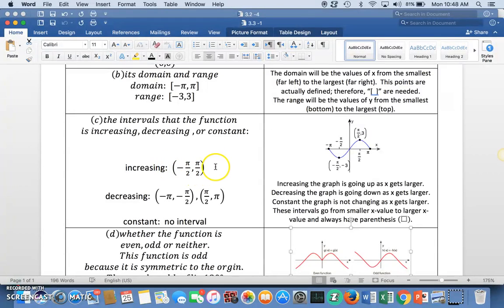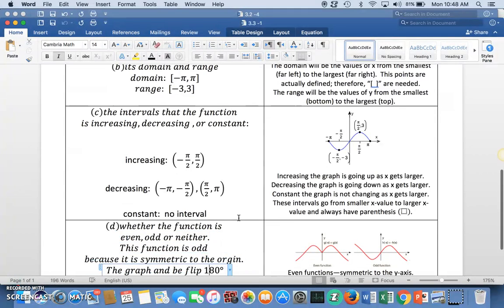That's increasing. Increasing and decreasing intervals always use parentheses, so you won't ever use the bracket. Decreasing, you start out decreasing from negative pi to negative pi over 2, and then you decrease again from pi over 2 to pi. Remember to give them based on the x's. What happens with x? Because you read left to right. That's normal. So that's the way you describe increasing and decreasing. Of course, there's no interval where it's constant.